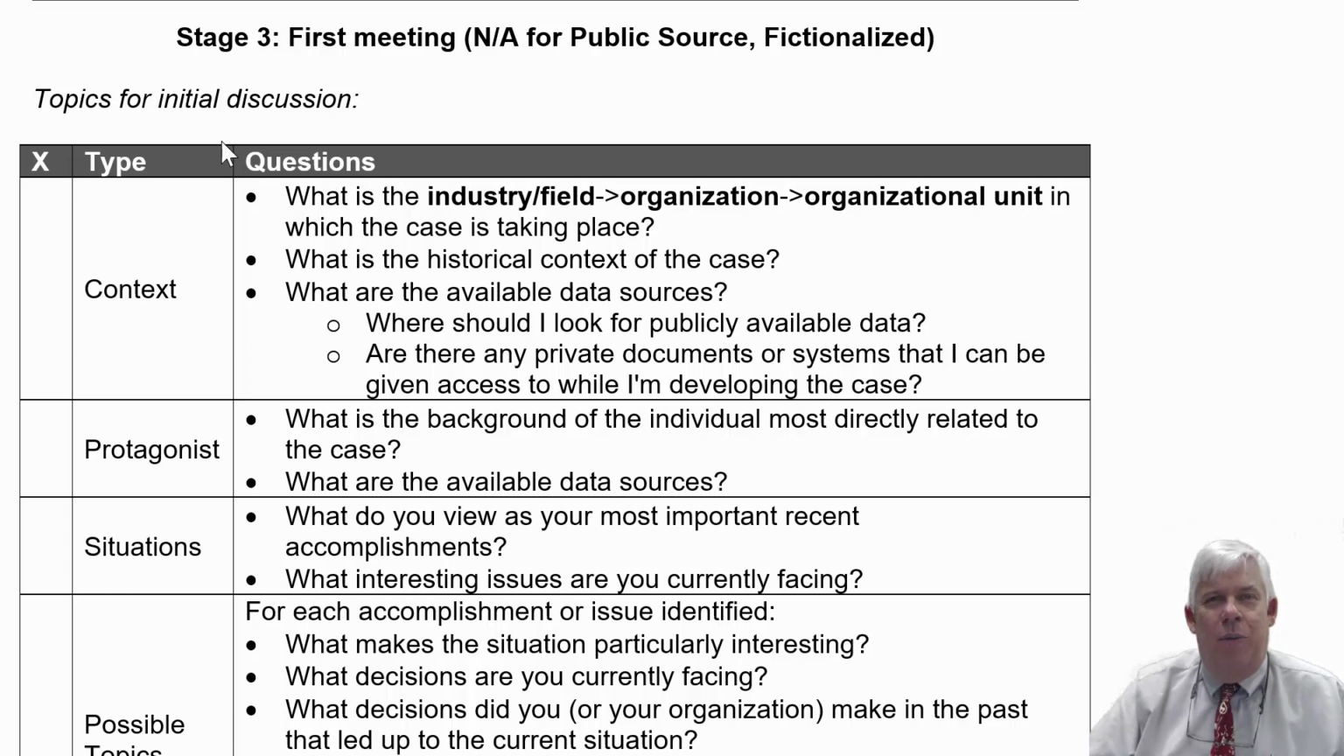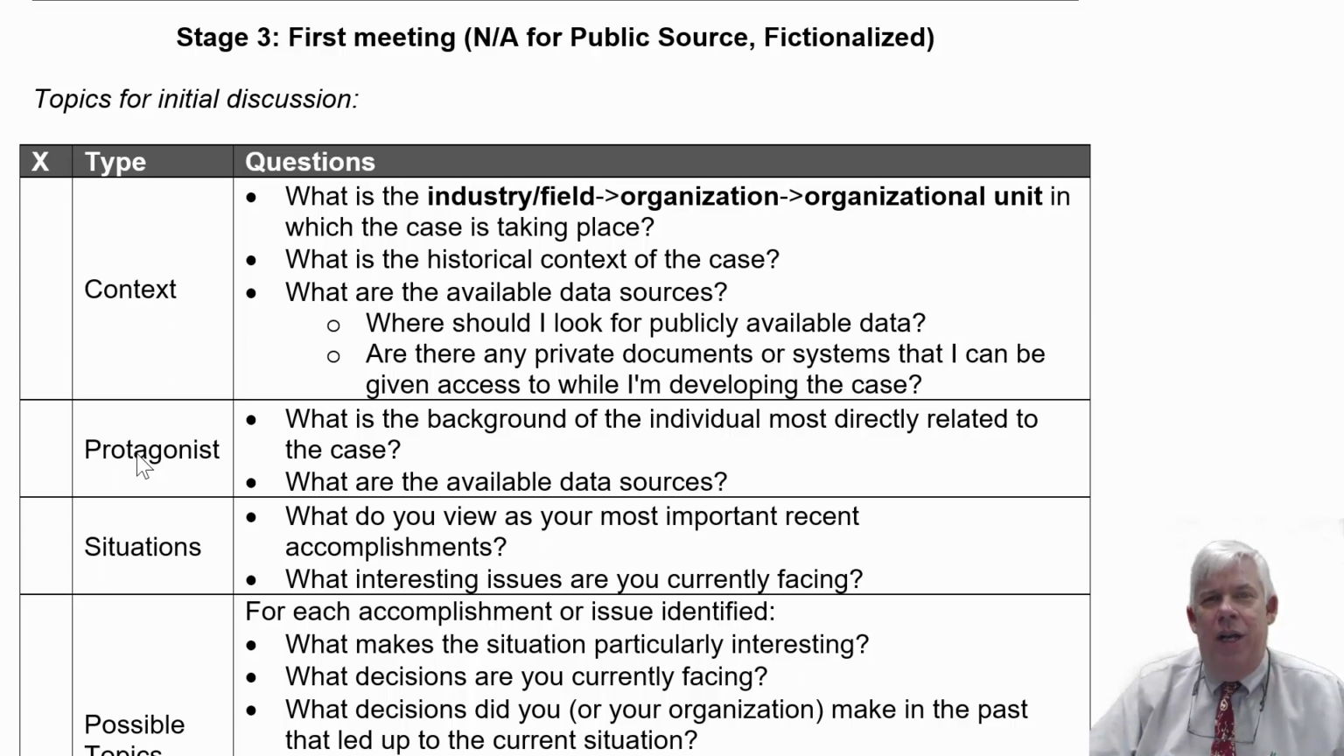And you also probably want to talk about what types of data sources might be available. Is there publicly available data on the organization? Are there private documents that you might be given access to as part of your research?